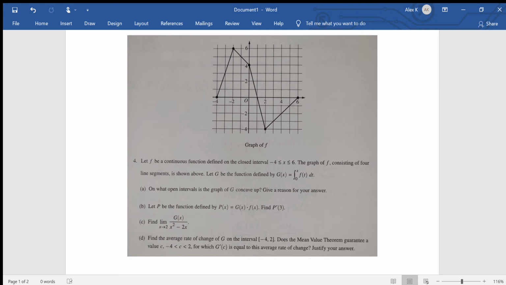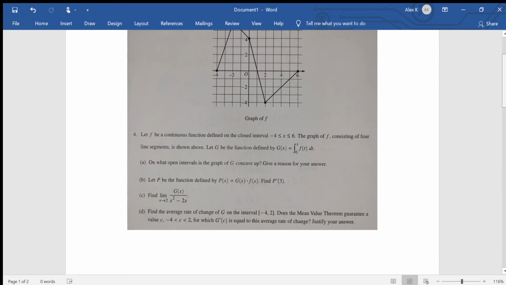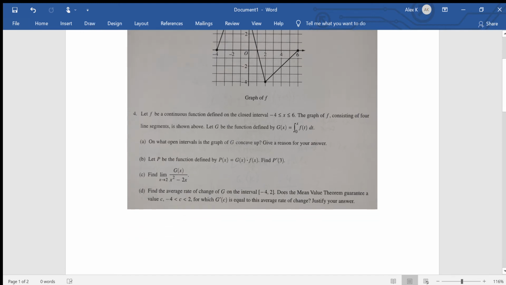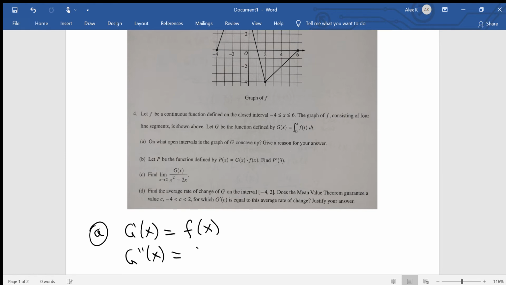The first question is on what open intervals is the graph of g going to be concave up? So concave up means the second derivative is going to be positive. So what we're going to need to do is first we need to connect all that. So g prime of x is going to be f of x, because we differentiate the integral function. g double prime of x equals f prime of x. So we want that to be positive.